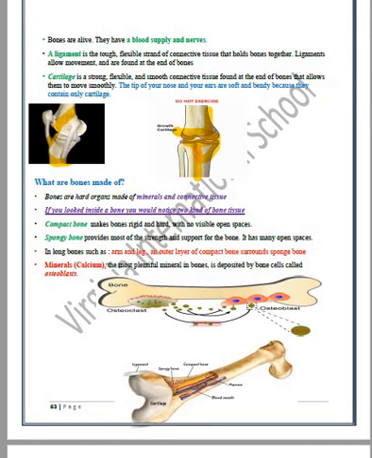We also have cartilage in other parts of the body rather than at the end of the bones. We have it at the tip of your nose and your ears. They are soft and bendy and flexible because they contain only cartilage. Okay.